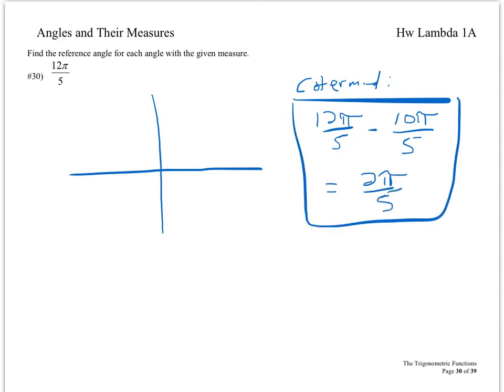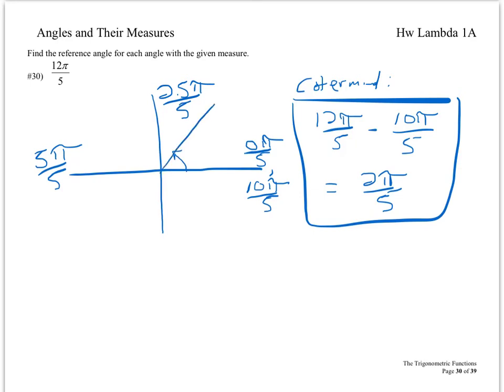You figure out where that falls in the coordinate plane. Positive x-axis is 0 pi over 5. A complete revolution would be 10 pi over 5. Half a revolution would be 5 pi over 5. Halfway between 0 and 5 is 2.5. So 2 pi over 5 falls into quadrant 1. Looks like this. That's your reference angle. It's acute.